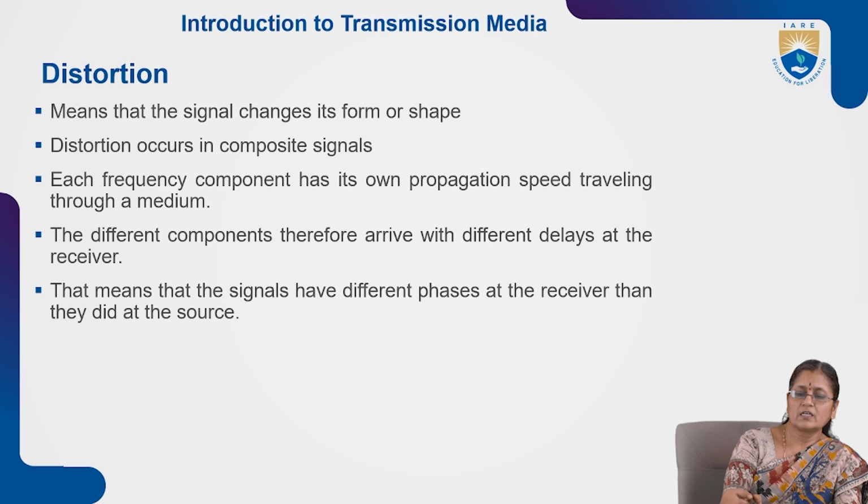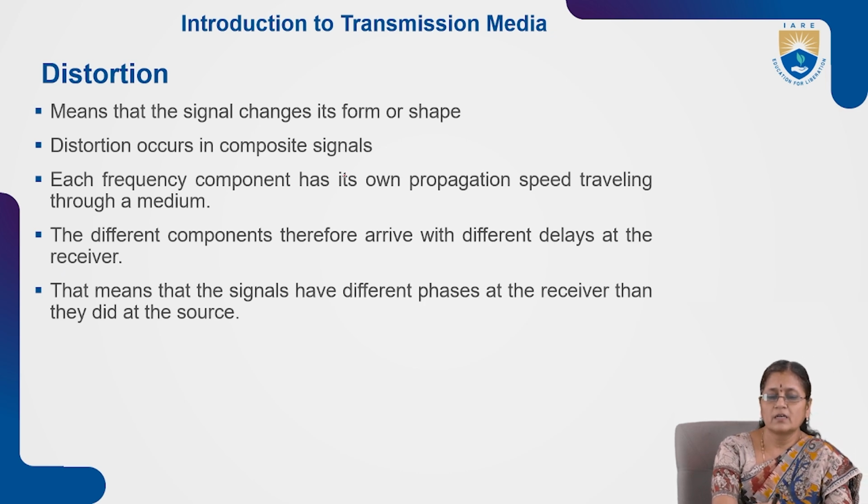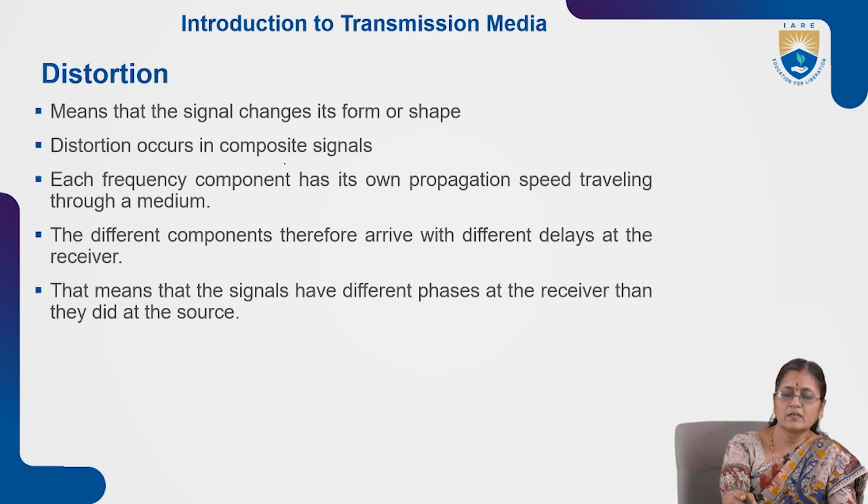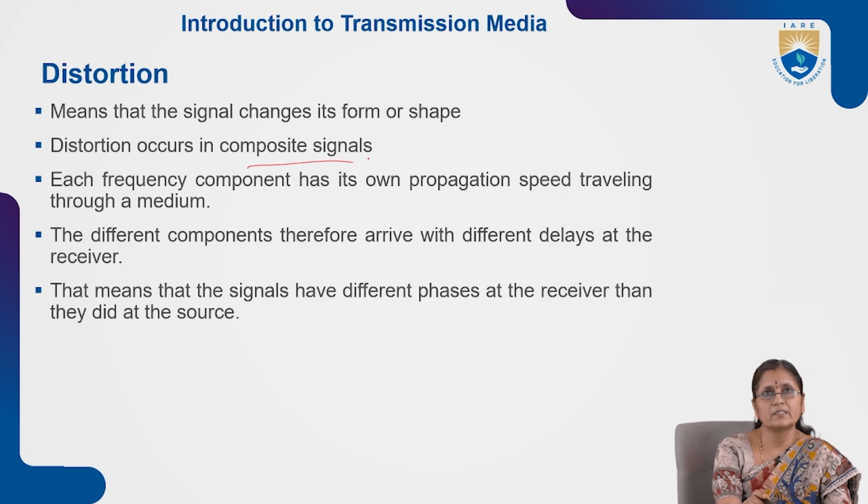Distortion occurs in composite signals. A composite signal is a combination of video signal, audio signal, and many other signals combined together. Frequently, these changes in shape occur in composite signals.